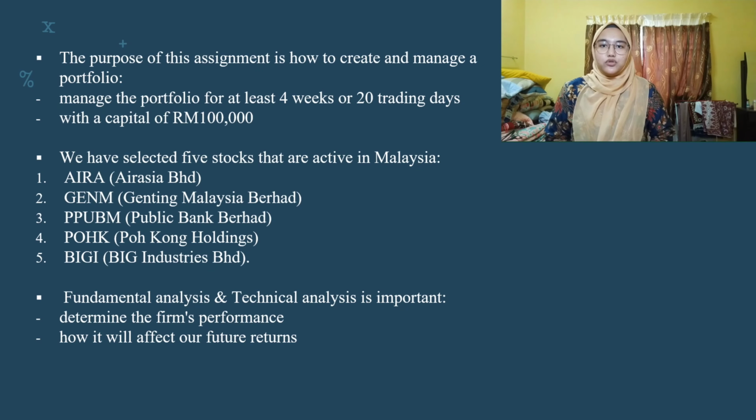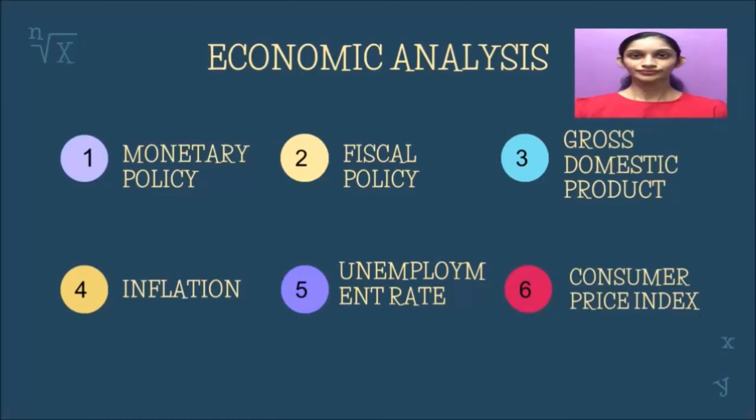Then we decide to choose the stocks from companies Asia Berhad, Genting Berhad, Public Bank Berhad, Poh Kong Holding and Big Industry Berhad. Using the top-down approach to security analysis, such as fundamental analysis and technical analysis, we can determine the firm performance and how it will affect the future return.